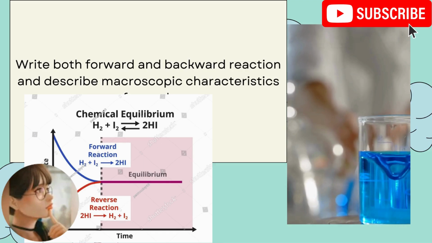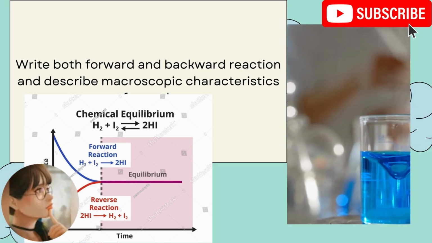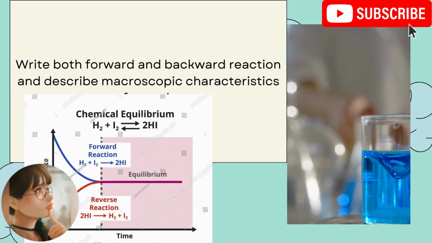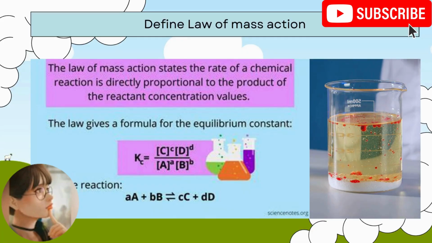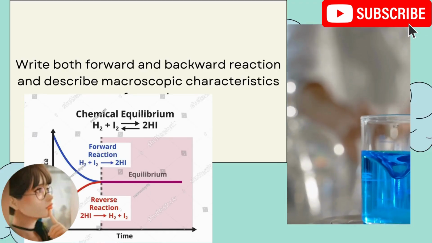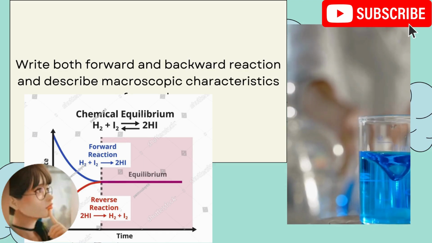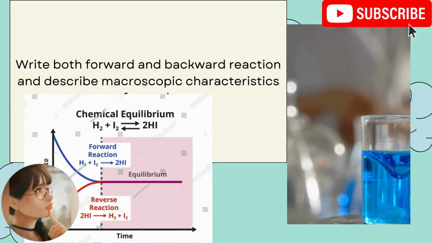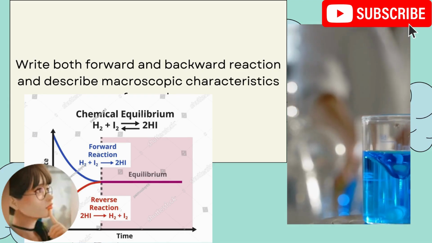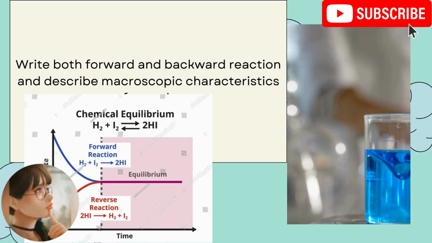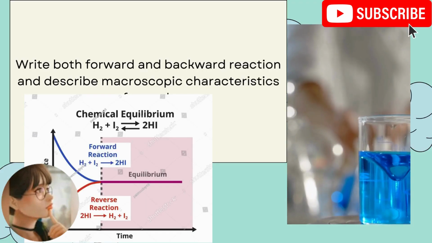When these reactions are taking place, a state is reached where no more reactant will convert into product unless and until we remove the product from the system. This is the stage when we see that there is a balance between the amount of reactant and the amount of product. This is called chemical equilibrium.